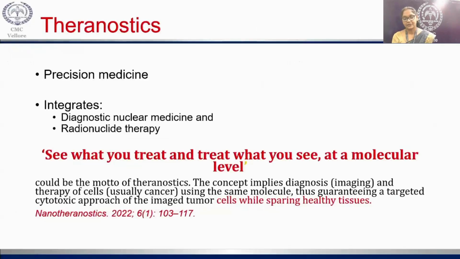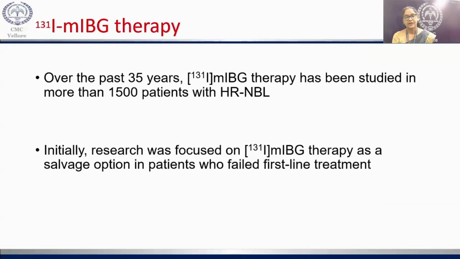So what is theranostics, where nuclear medicine is involved? It is a precision medicine approach which integrates both diagnostic nuclear medicine and radionuclide therapy. Simple dictum: see what you treat and treat what you see at a molecular level. Coming to MIBG therapy, once the MIBG scan is positive, the patients are amenable for MIBG therapy.